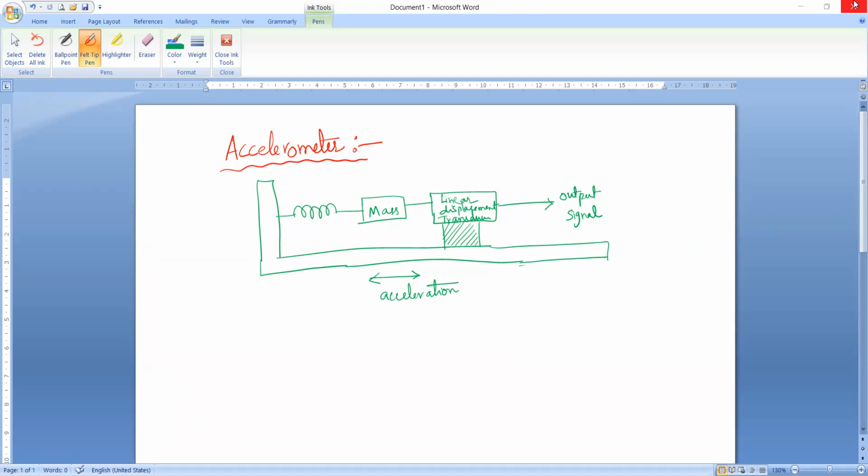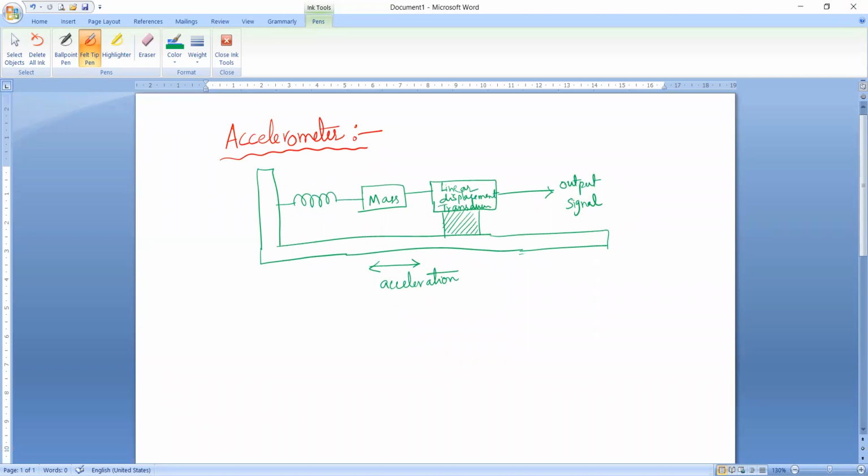They consist of a spring. Next, a mass is attached to the spring, and a damper and linear displacement transducer. All this arrangement is attached to the housing. This housing is the device in which the acceleration is to be measured.